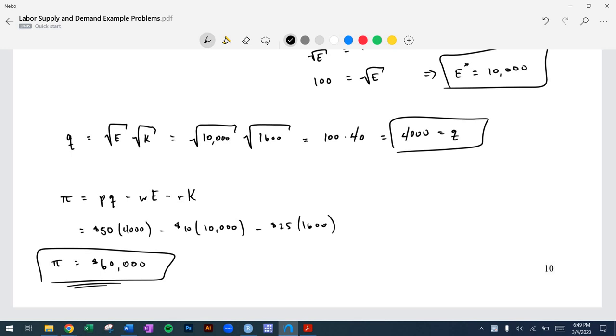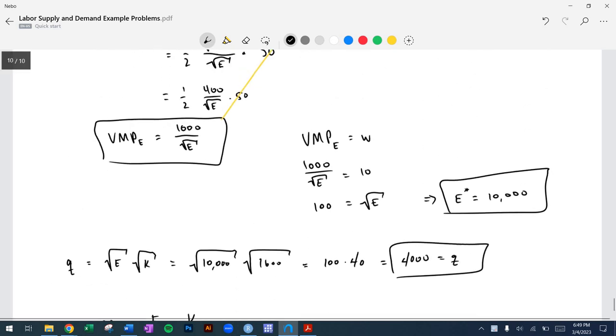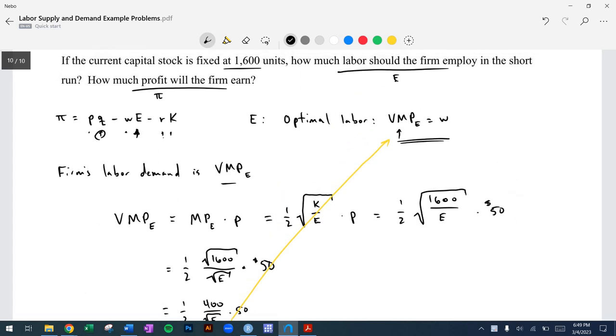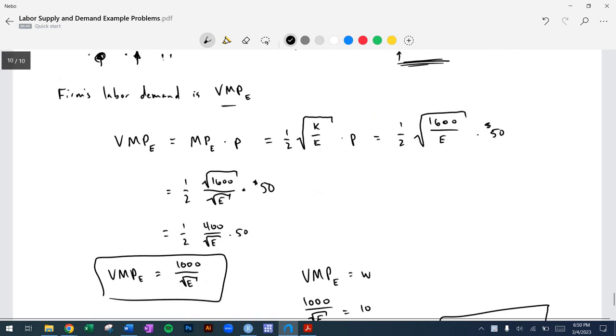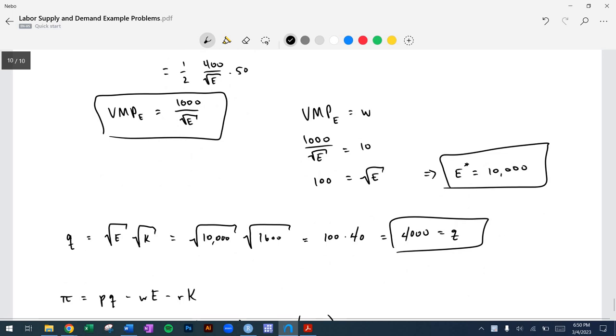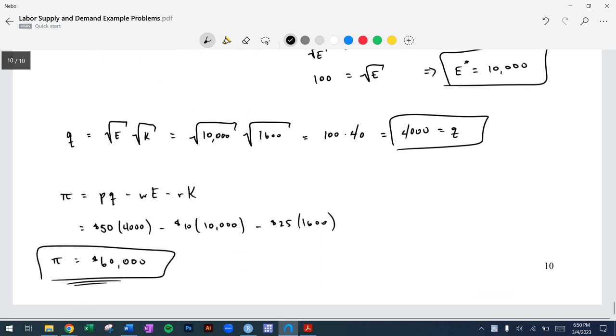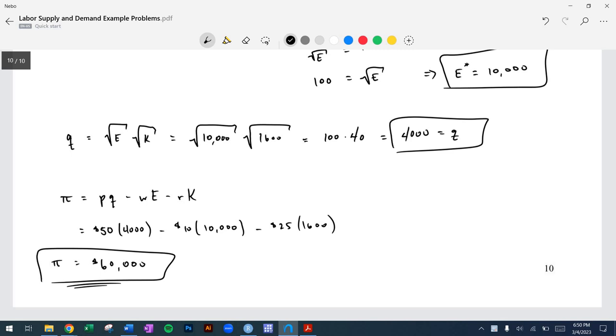A lot of pieces there, but just take what we know, what we need to solve for, and then what we know from theory and the optimal conditions, and then just churn through and plug in and solve. So that'll do it for this problem, and we'll see you in the next video.